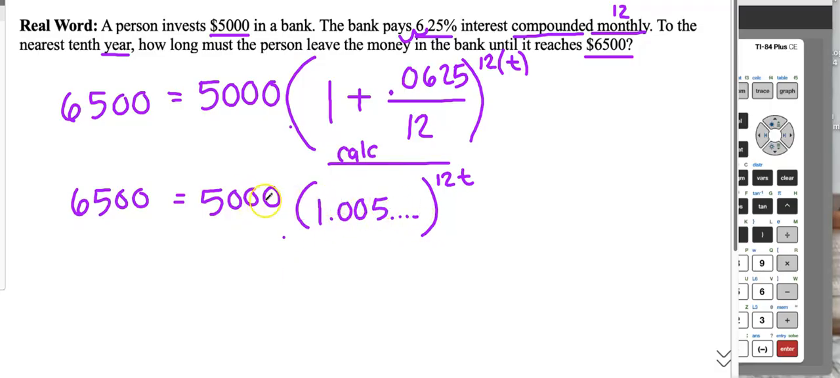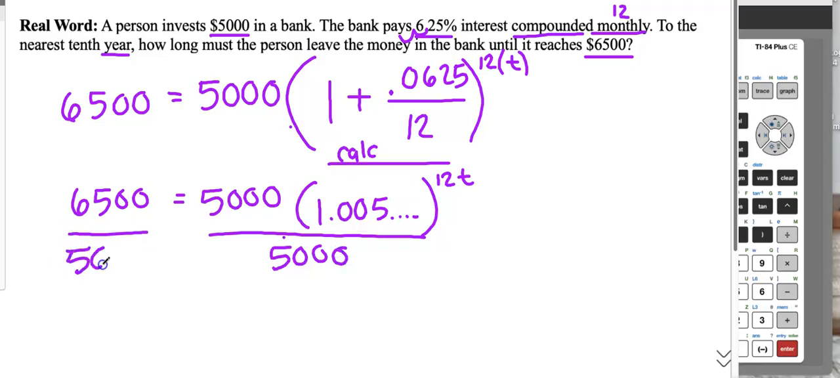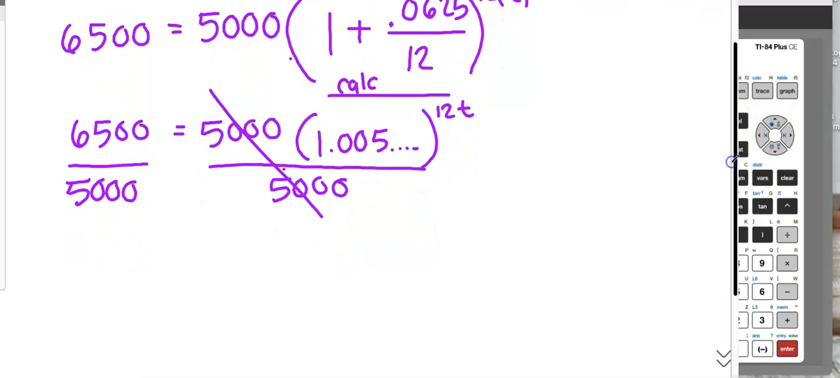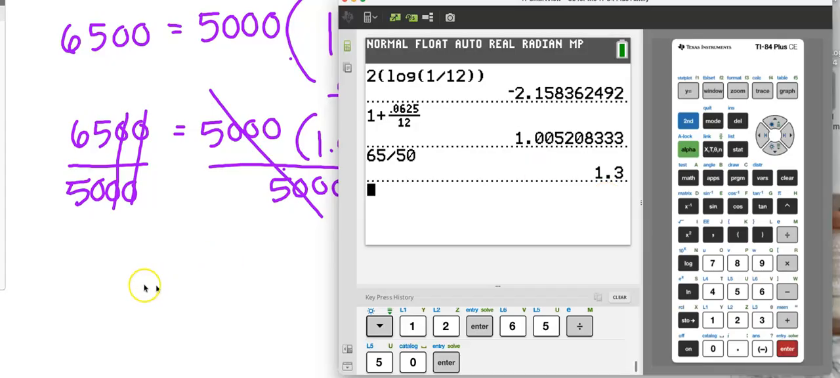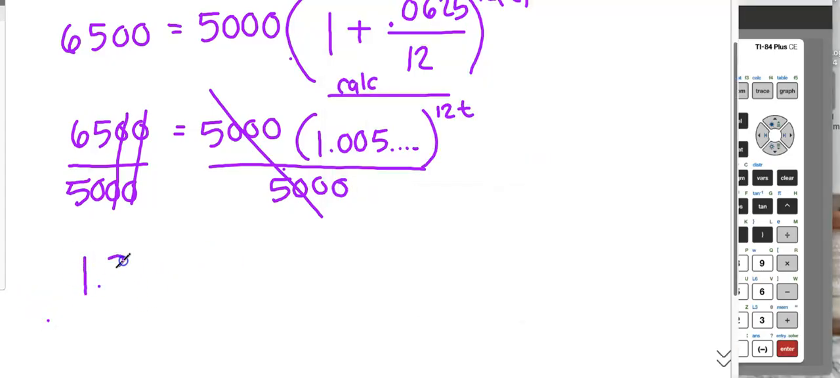So just know this number is not exact. All right, so we need to get rid of 5,000 first. It's being multiplied, so I'm going to divide by 5,000. Now you could actually get a number, or we could just cancel out these zeros and leave it 65 over 50. But what is 65 divided by 50? 1.3. Cool. So I'll go ahead and simplify that to 1.3. Then we have 1.005 to the 12t.